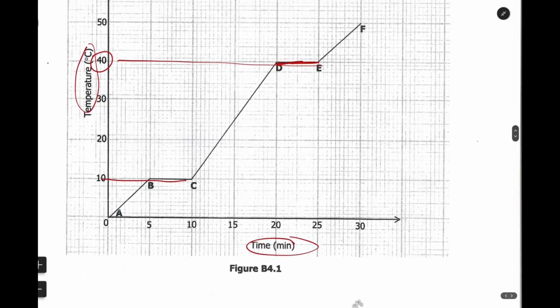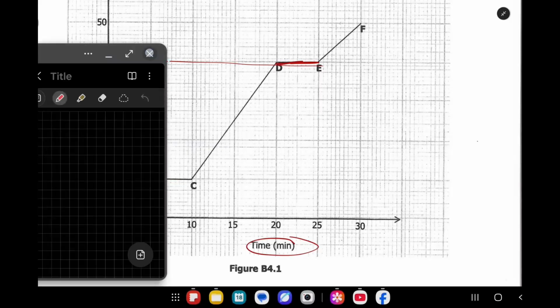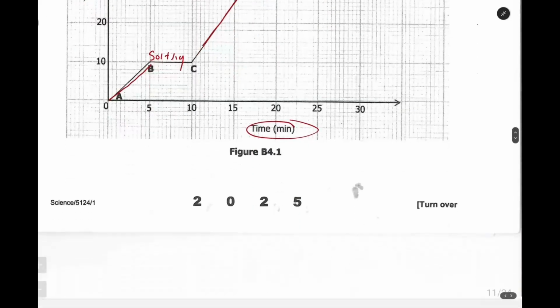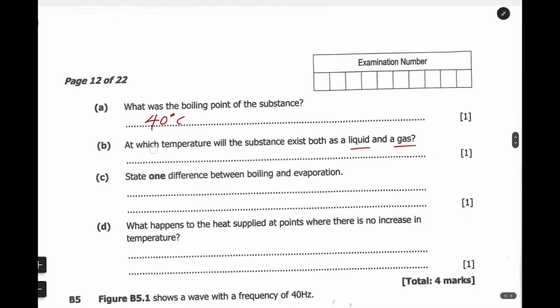Now, one thing you should know is that the substance starts from the beginning here in solid form, then liquid form, then gas form. So between B and C, you find it in solid and liquid. Then here, liquid and gas. So it is at 40 degrees Celsius still.